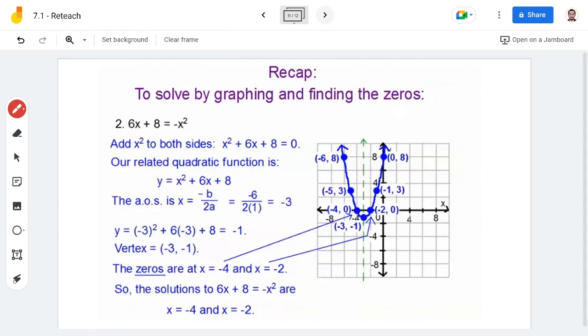Just to do a fast recap, to solve by graphing and finding the zeros, first we move everything to one side so we have x squared. We can use the formula with a, b, and c, so we use the axis of symmetry, then replace it in the function to get the vertex. So now my zeros are x equal to -4 and x equal to -2.